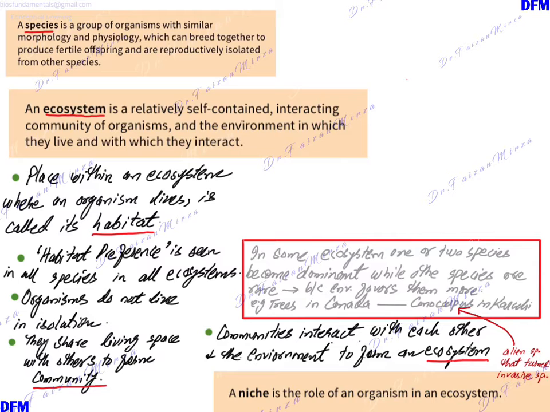We already see that in some ecosystems, one or two species become dominant while other species are rare because the environment favors them more than the others. For example, trees in Canada, which can survive the below freezing temperature, are the ones which are dominant there as compared to other plants. Similarly, Conocarpus in Karachi is an alien species which became an invasive species as well. And currently the environment is favoring it. You can see it overgrown in almost every district of the city.